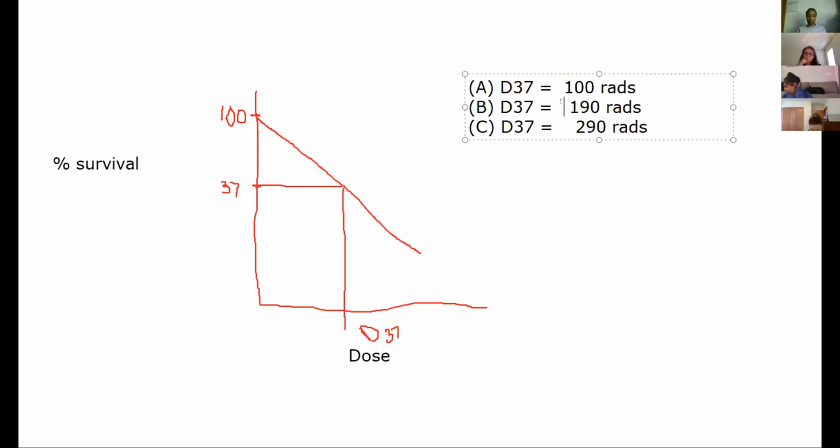So hopefully the rest of you got somewhere in this ballpark, because these are very close to my answers. So these are correct. So it's pretty easy. You just have to remember that D sub 37 is a measure of radio sensitivity. So which cell population, the cell population for A, for B, or for C, is most radio sensitive?